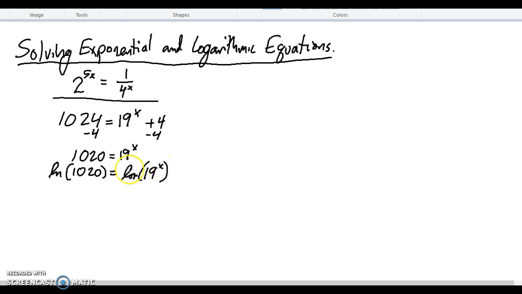But now I am taking a natural log and raising the inside to a power. So by that power rule, it can come out front. So we have the natural log of 1020 is equal to x times the natural log of 19. And now the natural log of 1020 and the natural log of 19 are just numbers. I might as well have something like 5 equals x times 3. What do? We'll divide both sides by the natural log of 19.